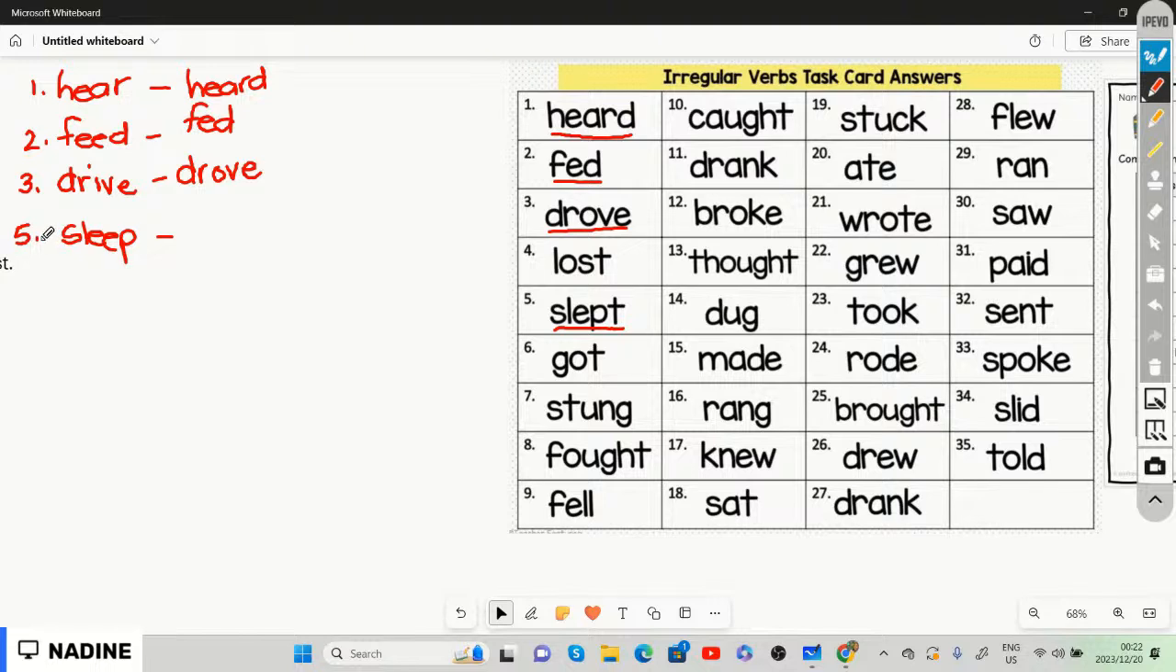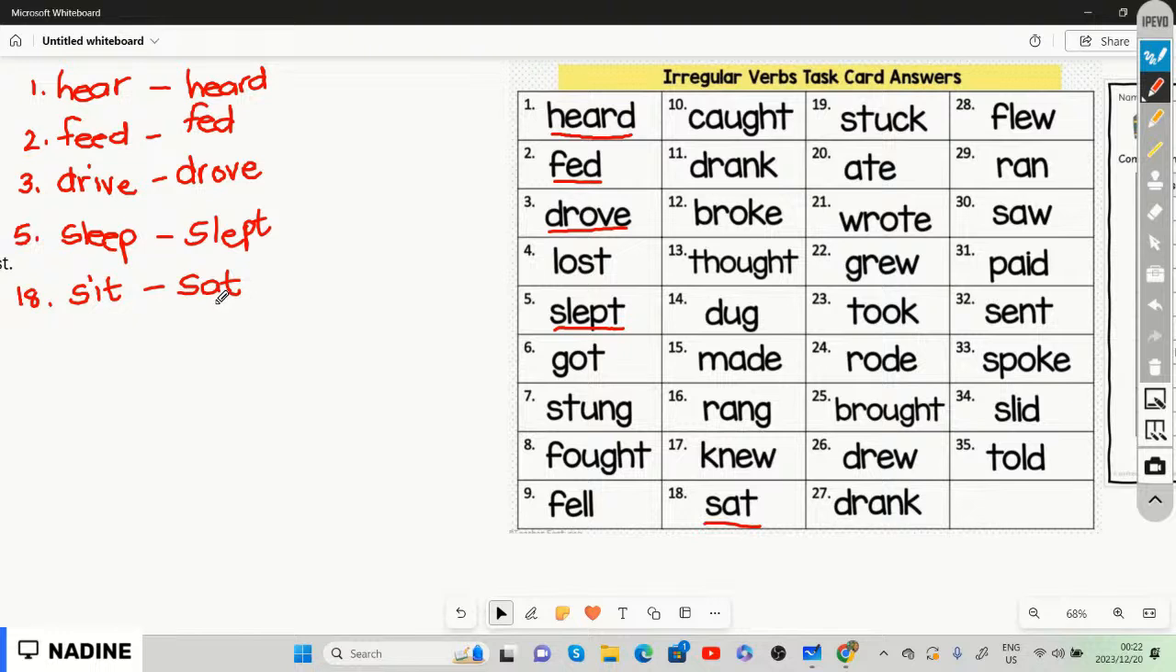All right, so sleep. Sleep shows something that someone is doing now, right? But in the past, I slept like a baby. Let's look at this word. Sit. So I sit in front of the TV, and in the past, I sat in front of the TV.